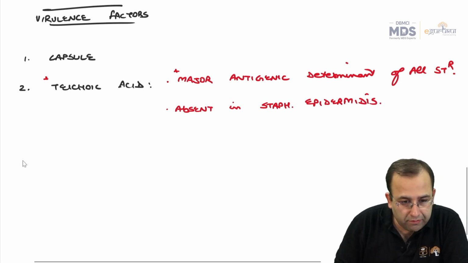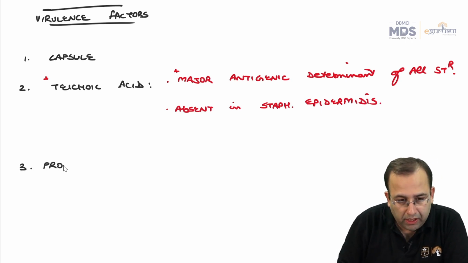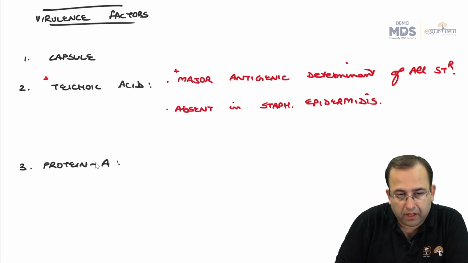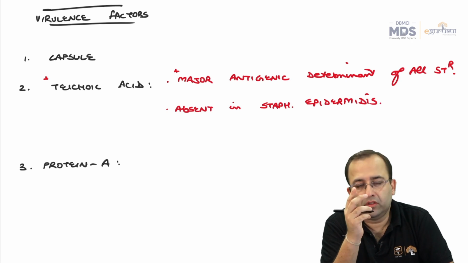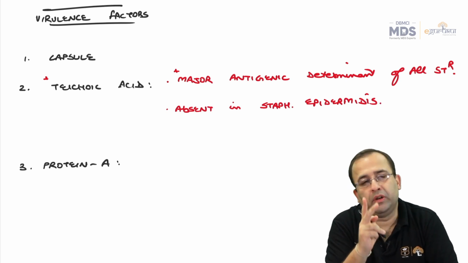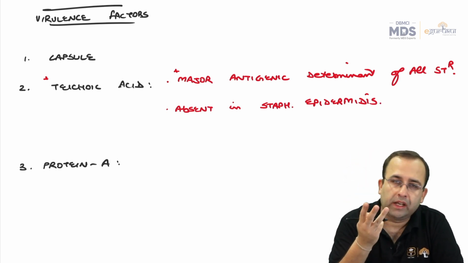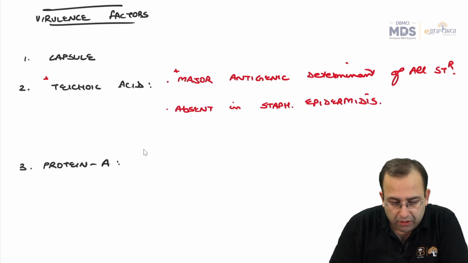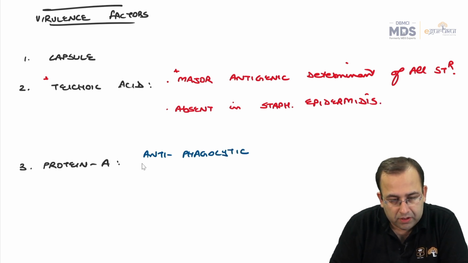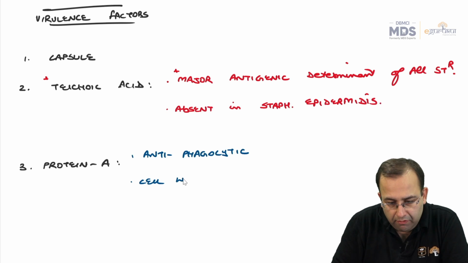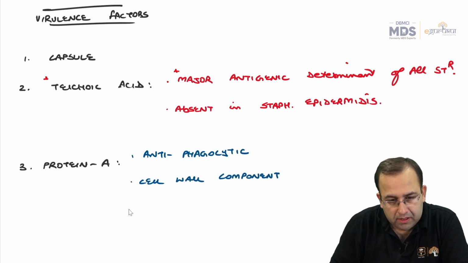Next, the next virulence factor is protein A. First was capsule, which inhibits phagocytosis. Antigenic determinant, teichoic acid. Next is protein A. Protein A also inhibits phagocytosis, that is, it is antiphagocytic. It is a cell wall component which inhibits complement pathways also.